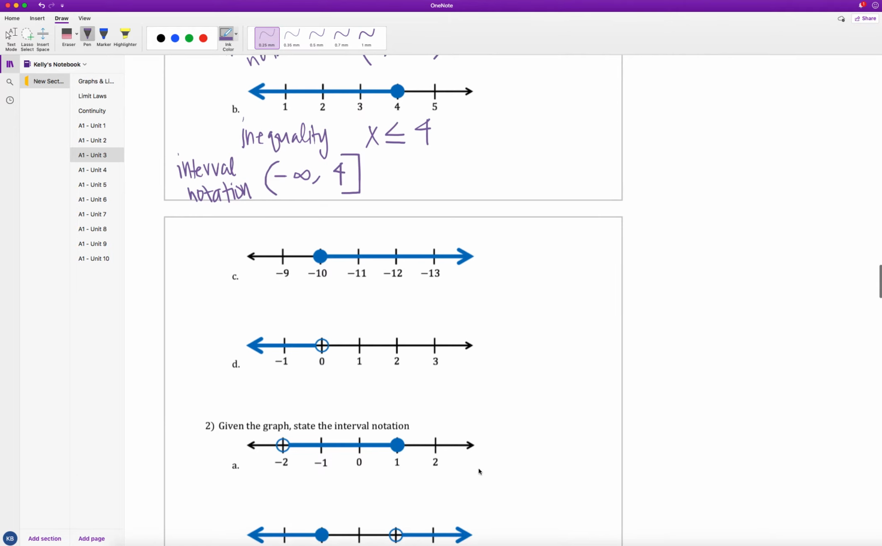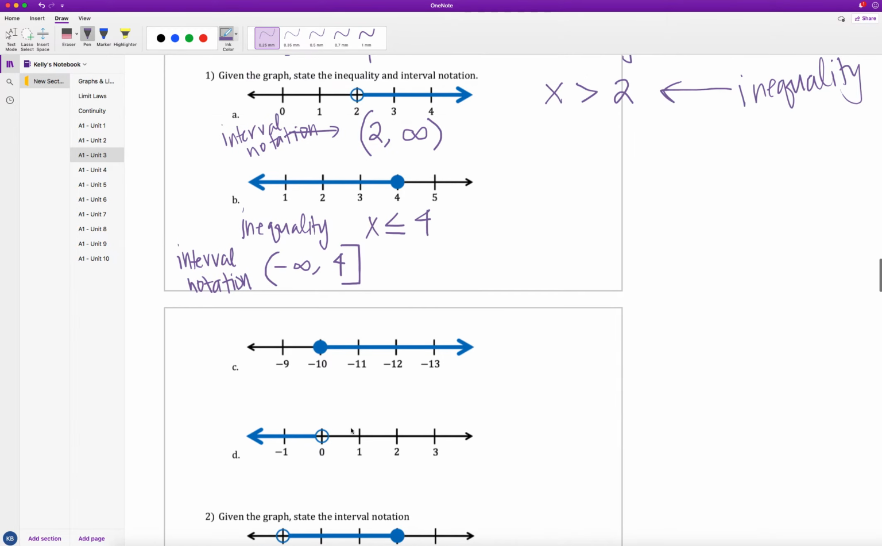Okay, we have two more examples that have these same instructions here. Given the graph, state the inequality and the interval notation. Why don't you pause the video and do example C on your own first? Make sure you are stating both the inequality and the interval notation. So pause the video and try that on your own first.